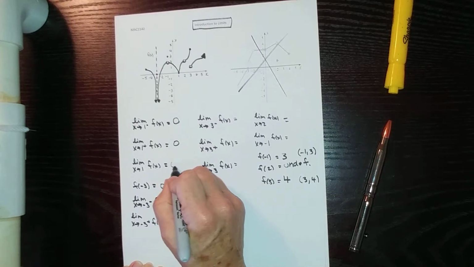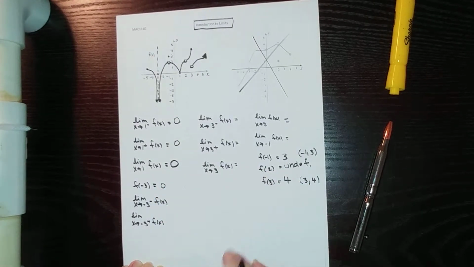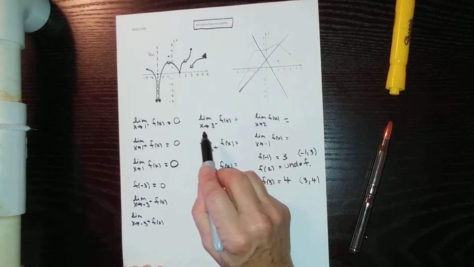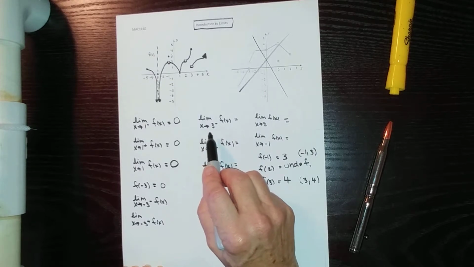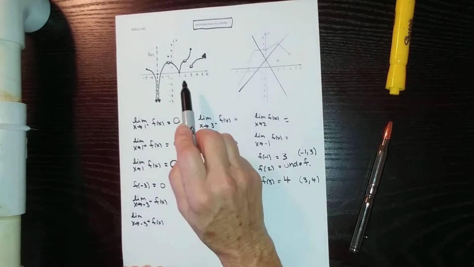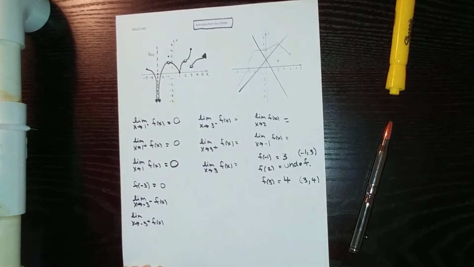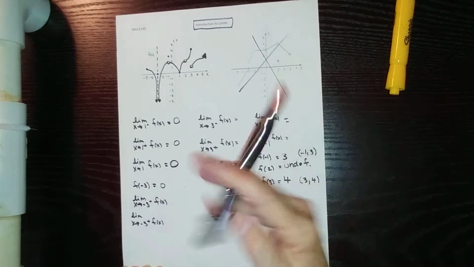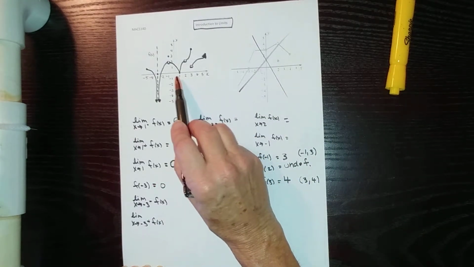If they both agree and they're the same value, then you can answer that question. Let's look at this one, for instance. The limit as x approaches 3 from the left. So here is 3. And if you're approaching the x value 3 from the left, we're on this side of 3.